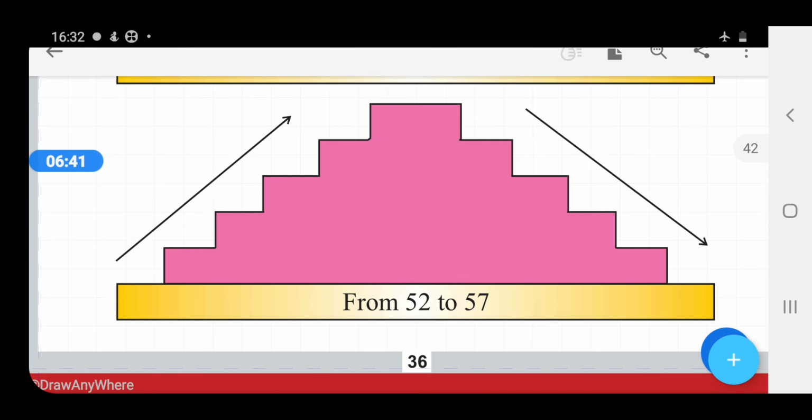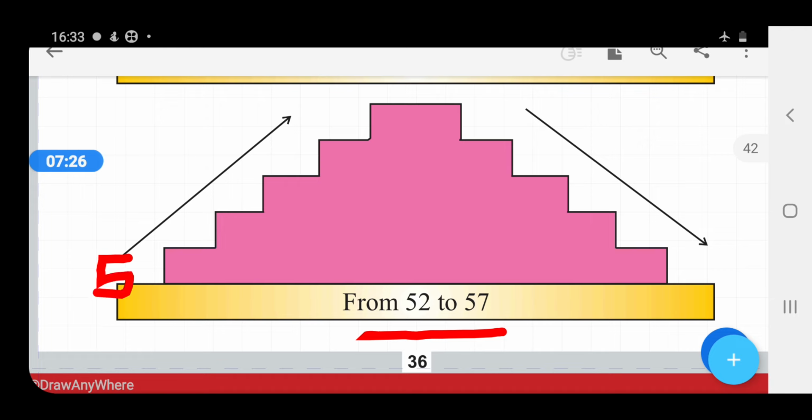Here we have to arrange the numbers in ascending and descending order, and we have been given numbers from 52 to 57, and we have to arrange from 52 to 57 in ascending and descending order. Okay, so let's start to write the numbers on both sides of the picture. Firstly, in the left side, start from 52.